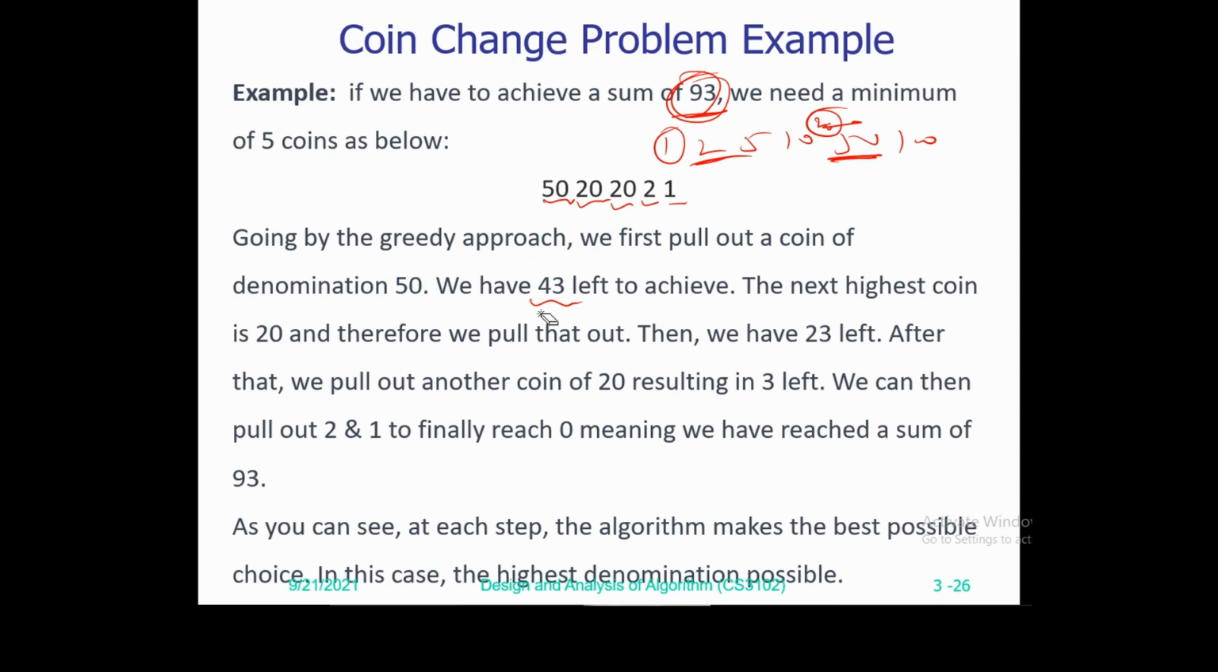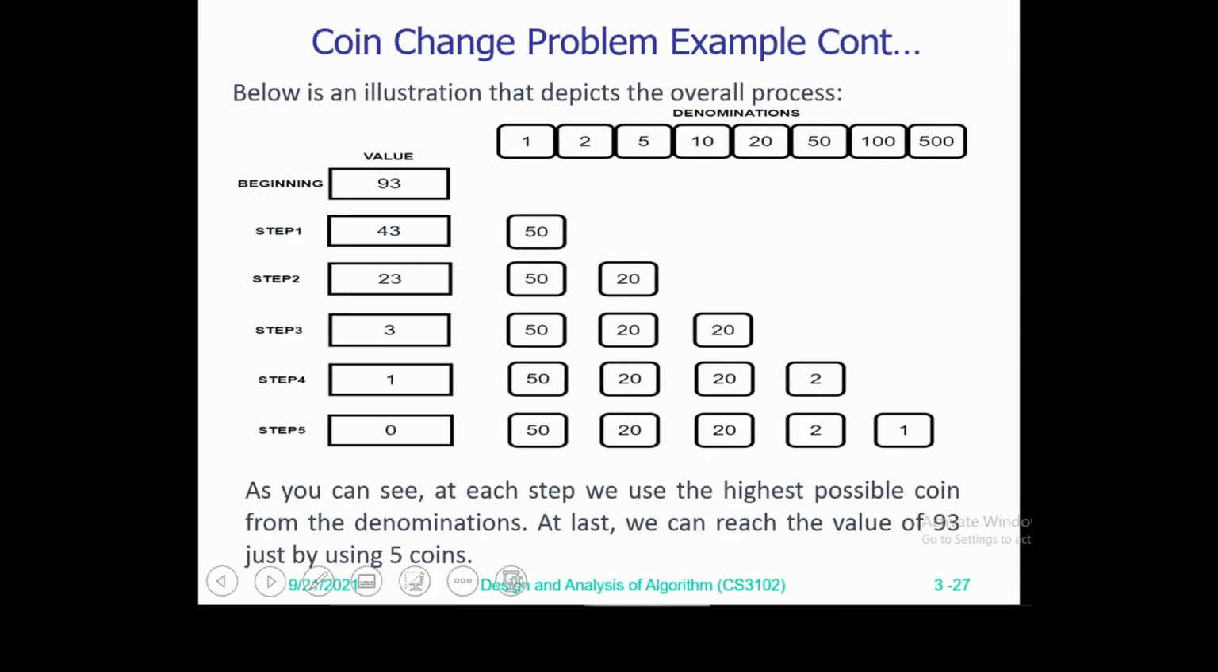Okay, so going by the greedy approach, we first pull out a coin of denomination 50. We have 43 left to achieve. Next highest coin is 20 and therefore we'll pull that out. Then we have 23 left. After that we pull out another coin of 20 resulting in 3. We can then pull out 2 and 1 to finally reach 0. So meaning we have reached the sum of 93. As you can see, at each step the algorithm makes the best possible choice, in this case the highest denomination possible. So this is the greedy approach for solving this particular coin change problem.